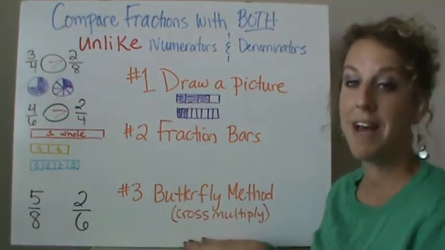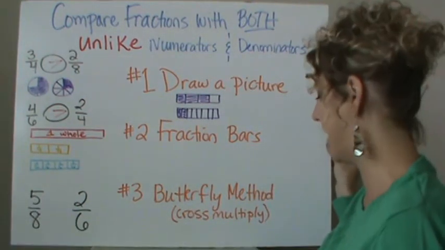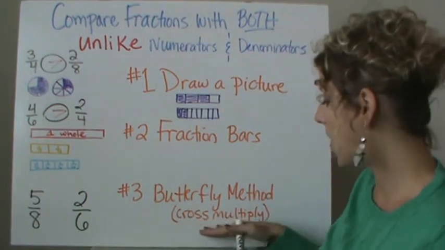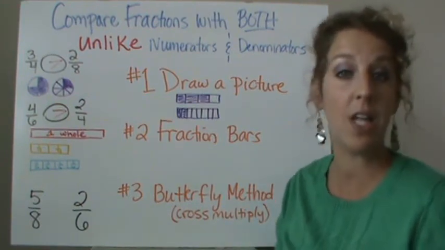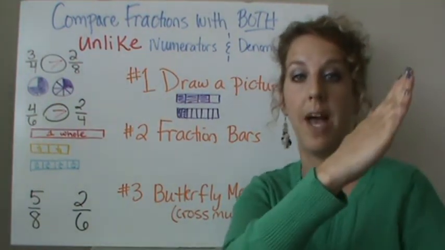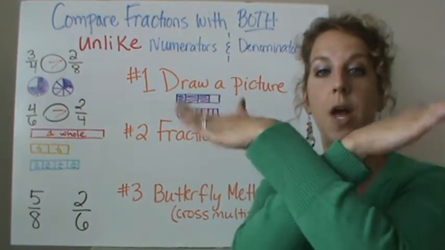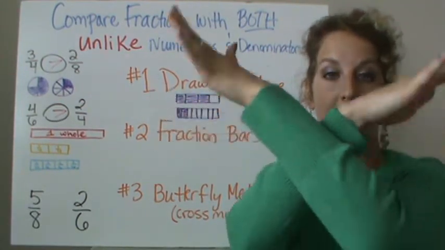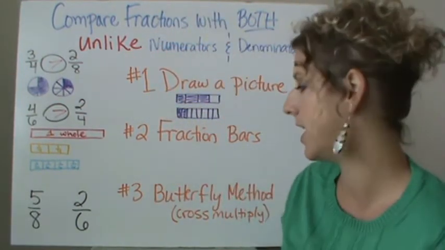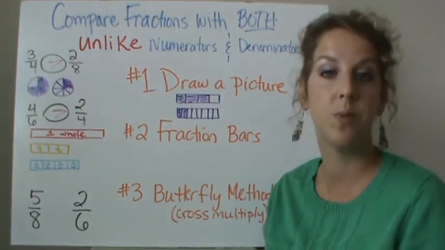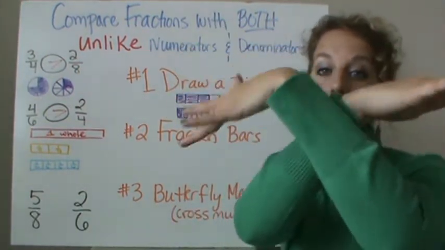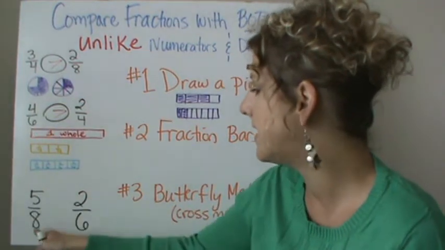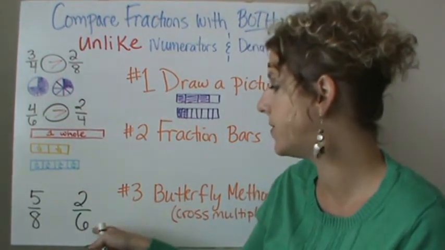Now, this is my favorite method, the butterfly method. Alright, so this is called cross multiplying. I call it the butterfly method because you go one way, you cross over, and you're cross multiplying like it looks like a butterfly when you're finished. So a lot of times in class we'll say cross multiply. So let's say we have 5/8 compared to 2/6.